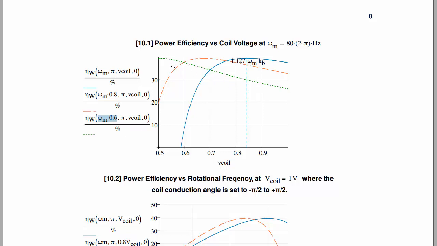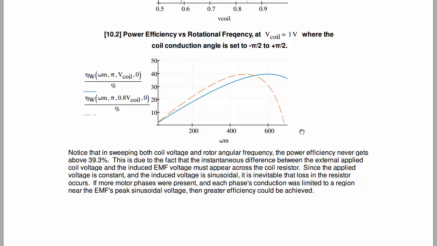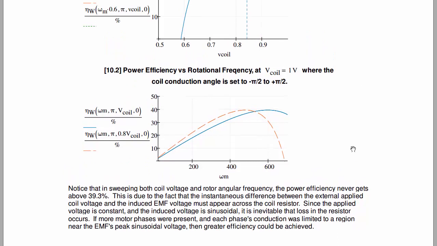And we see that the efficiency maximum point occurs at a lower coil voltage, but it never exceeds this limit, which looks somewhere close to 40%. And we saw last time that actually the maximum efficiency is 39.38%, and that's a theoretical maximum efficiency that we cannot exceed so long as we energize our coil for a full 180 degrees, in other words, -90 to +90.